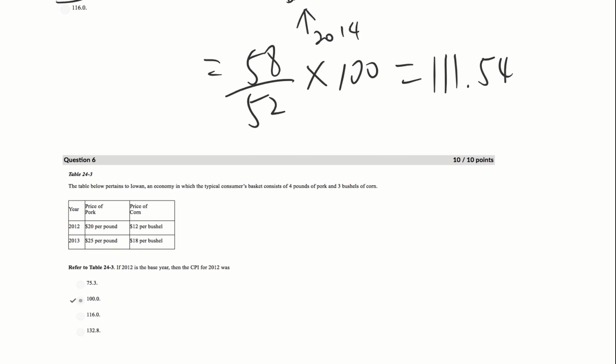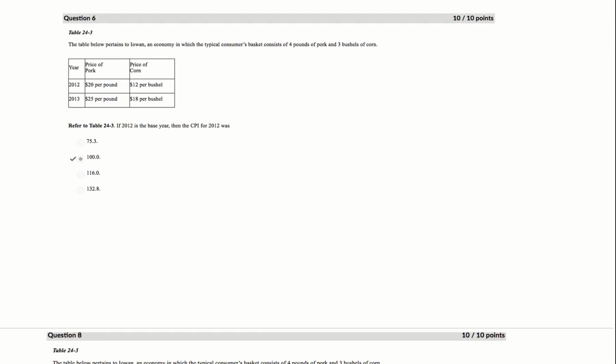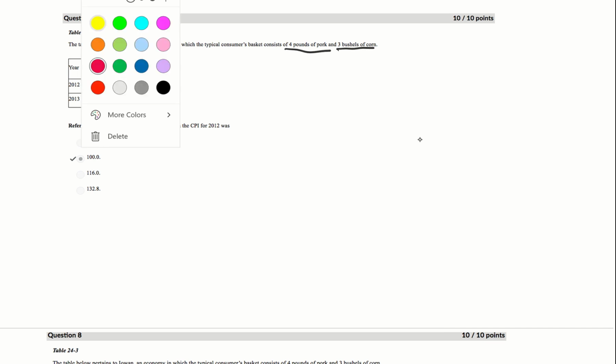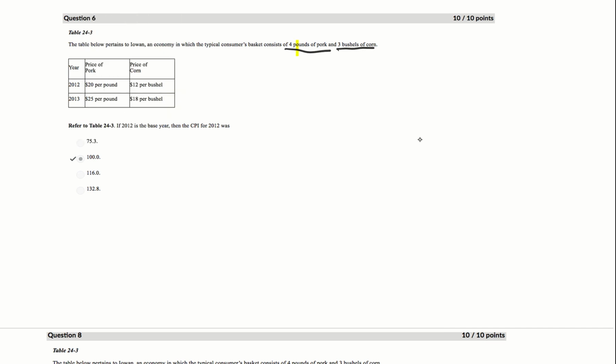All right, so next one, the table below, an economy in which the typical consumer's basket consists of 4 pounds of pork and 3 bushels of corn. So this would be our quantities that we're going to need for our calculation. So 4 pounds of pork, 3 bushels of corn. The question says if base year is 2012, then CPI in 2012 is how much?